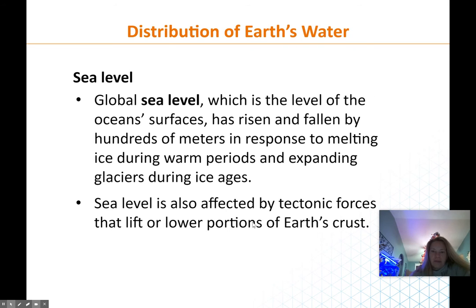All right, so sea level is the level that the oceans are at. And that changes. It changes with the tides, but it also changes with glaciers. So glaciers melt and the sea level goes up. And when glaciers form, like during ice ages, then the sea level goes down. And so we can see during warming periods, we have higher sea level. During colder periods, we have less.